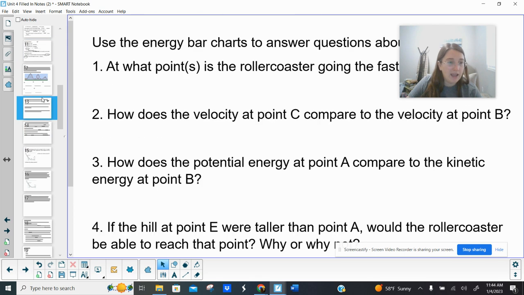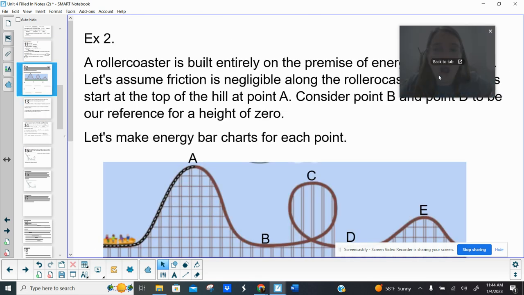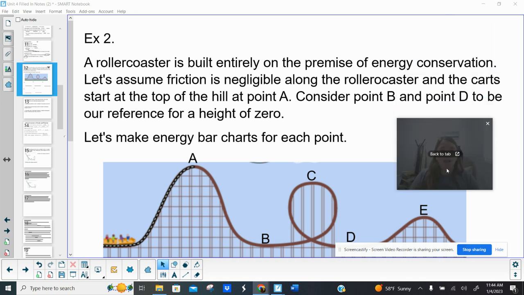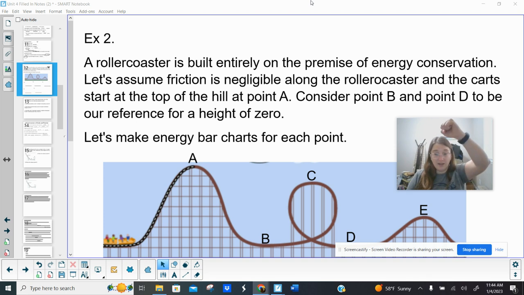So let's go ahead and keep going. Oh, sorry. On to this roller coaster question. So it says a roller coaster, again, we talked about, is built entirely on the premise of energy conservation. I start with a height and then it goes, right?